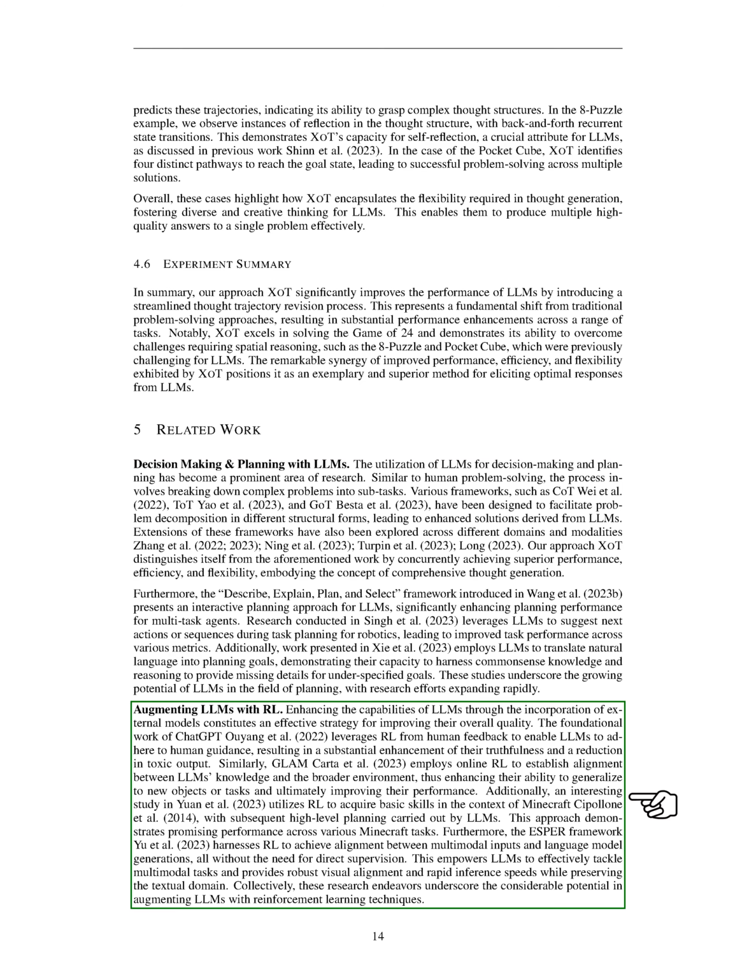Enhancing the capabilities of LLMs through the incorporation of external models is an effective strategy for improving their overall quality. For example, ChatGPT uses reinforcement learning from human feedback to enable LLMs to adhere to human guidance, resulting in a substantial enhancement of their truthfulness and a reduction in toxic output. Similarly, GLAM uses online reinforcement learning to align LLMs' knowledge with the broader environment, enhancing their ability to generalize to new objects or tasks and ultimately improving their performance. These studies underscore the considerable potential in augmenting LLMs with reinforcement learning techniques.